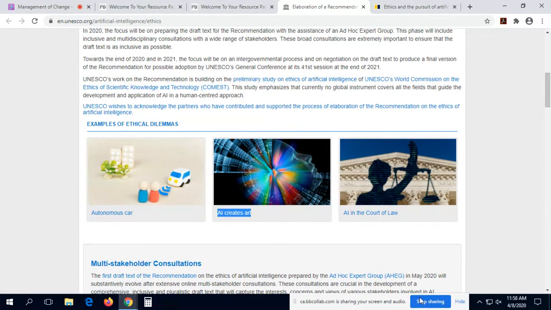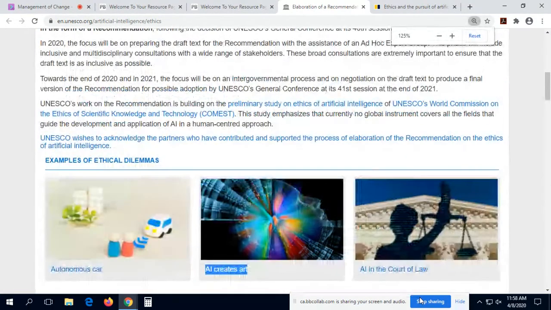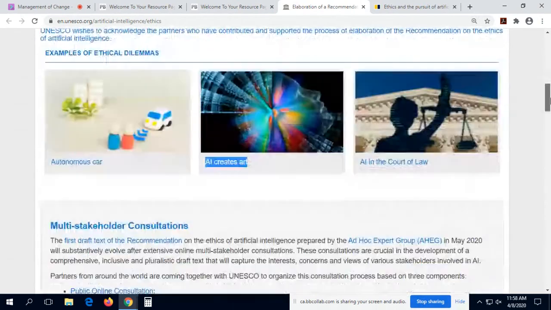Artificial intelligence creates different types of art, paintings. They are doing paintings, different art forms. In the examples PowerPoint session, I will go through some examples in arts also.